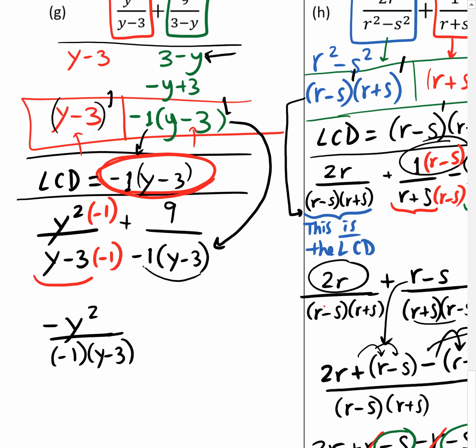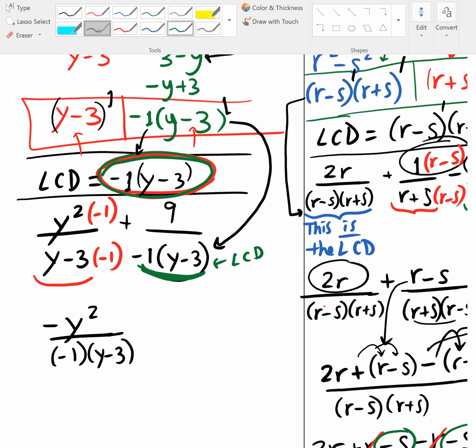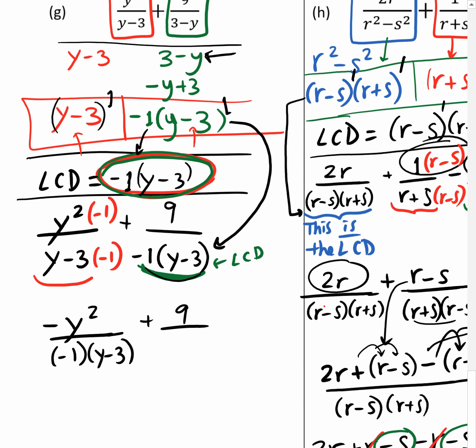If I look at the second fraction, its denominator is negative 1 times y minus 3. So I'd ask, what does the LCD have that it's missing? Actually, it is the LCD. There's really nothing I need to do to that one, I'm just going to leave it as is. It's plus 9 over negative 1 times y minus 3. Now, they have the same denominator, so we can combine their numerators. It's negative y squared plus 9 over negative 1 times y minus 3.